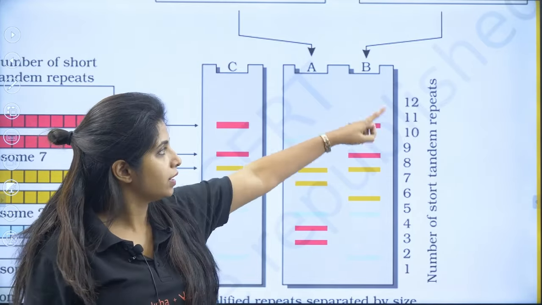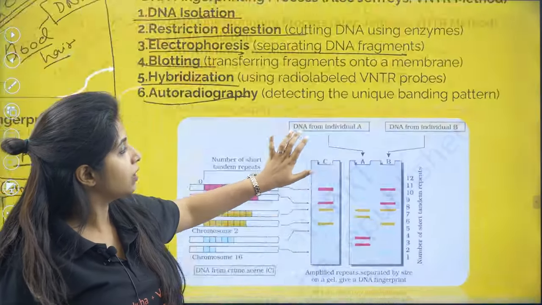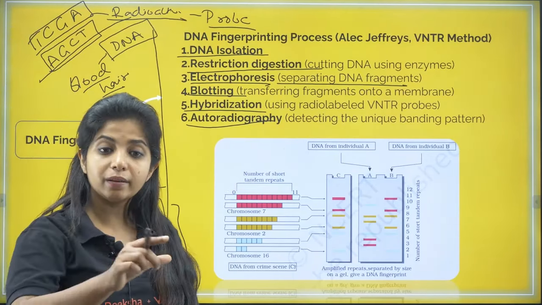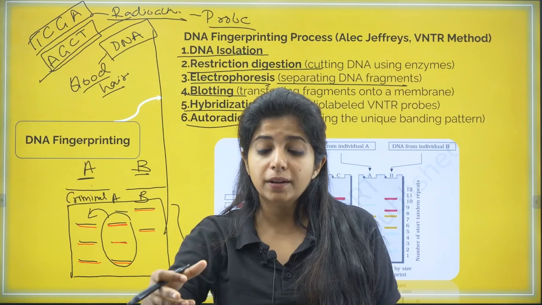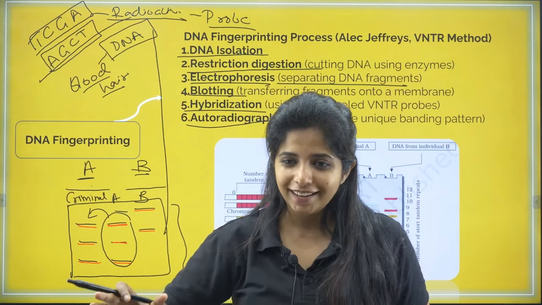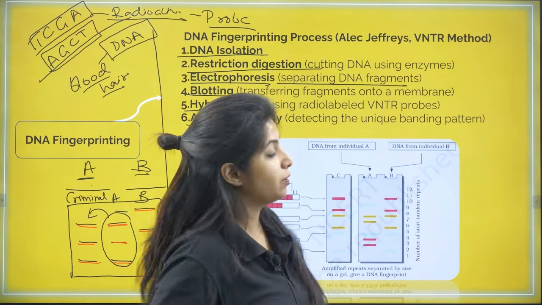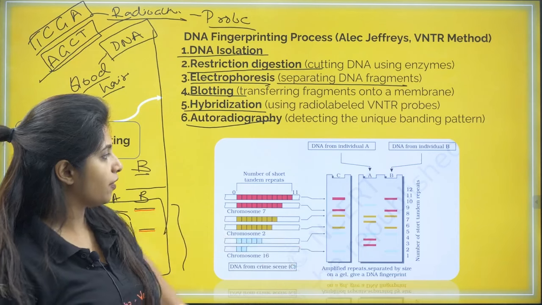So number of short tandem repeats, this is VNTR which is given over here, what does that mean? Variable number of tandem repeats. You and me will have a variable number, but the repeats would be the same. So this is variable number of tandem repeats, and with the help of that we can actually find out things.